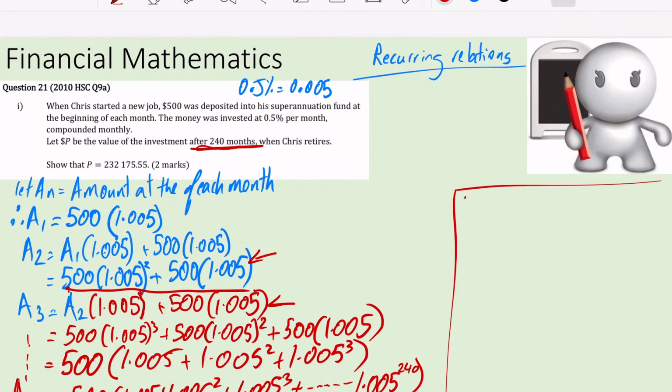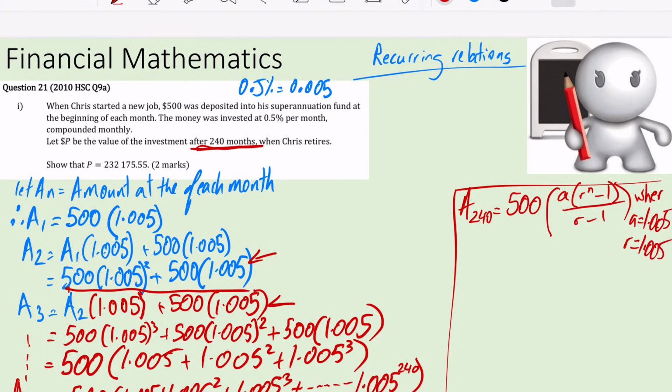So what I have is that after 240 months, I've got 500 multiplied by the sum of a GP, which is A outside of R to the power of n minus 1 over R minus 1, where A equals 1.005, R equals 1.005, and N is 240. So we put all of that now into our formula, and hopefully we can get this figure over here. So let's go.